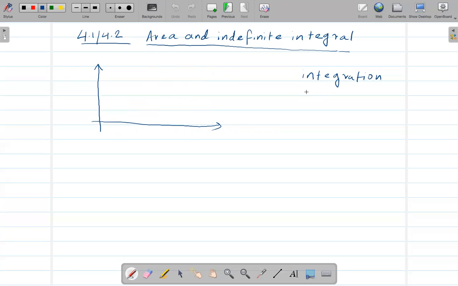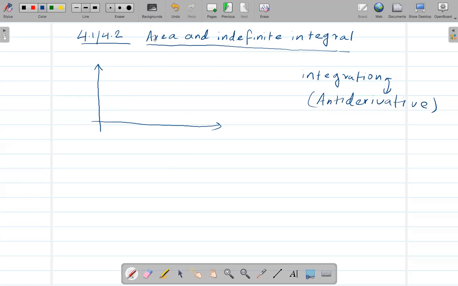All right. So integration, like I mentioned in the last video, is the same as antiderivative. All right, so please watch the video where I talked about the antiderivative technique. So these two are basically the same thing.